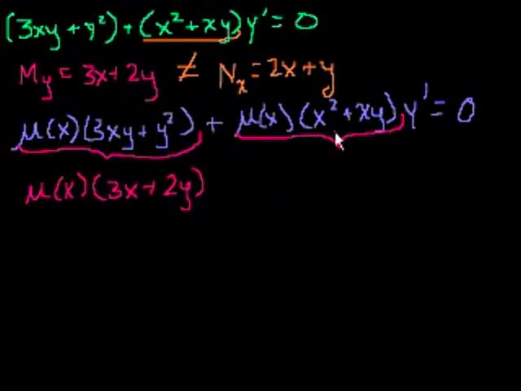And then what's the partial of this with respect to x? Well, here we'll use the product rule. We'll take the derivative of the first expression with respect to x. Mu of x is no longer constant anymore, since we're taking the partial with respect to x. So the derivative of mu of x with respect to x is just mu prime of x, or mu prime.